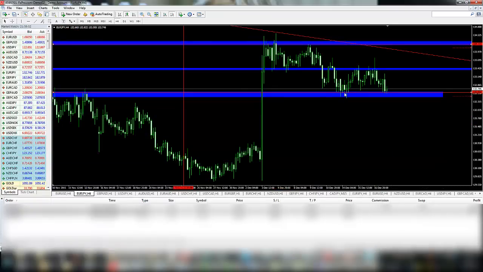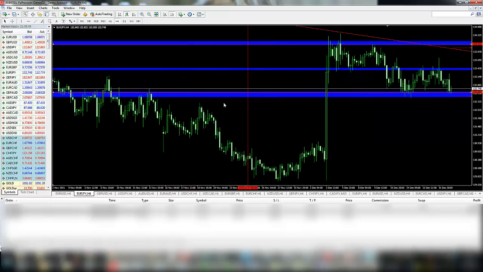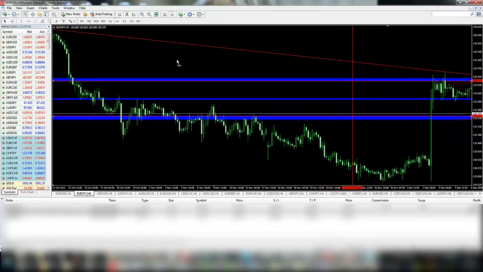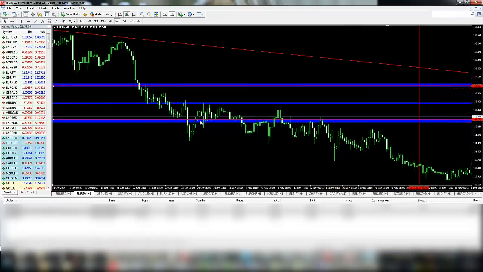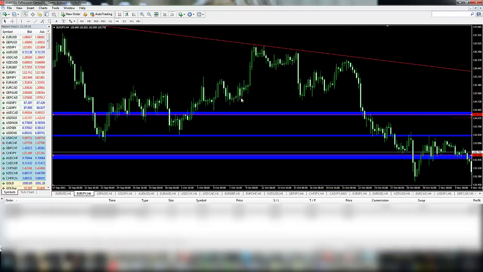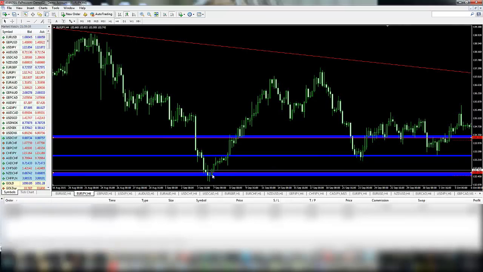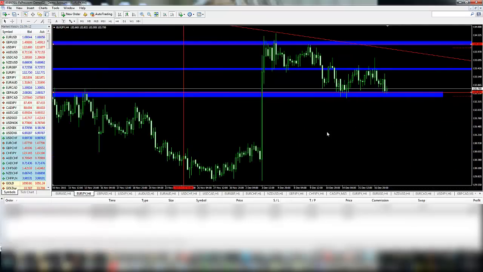Sorry, let me zoom in. Came back down, didn't quite touch, came back down, touched, and is currently rejecting again. If you look back, it's an okay zone going back. It's not the cleanest. Looking in the history, like here you see it's kind of closing within it. So it's kind of a newer zone.